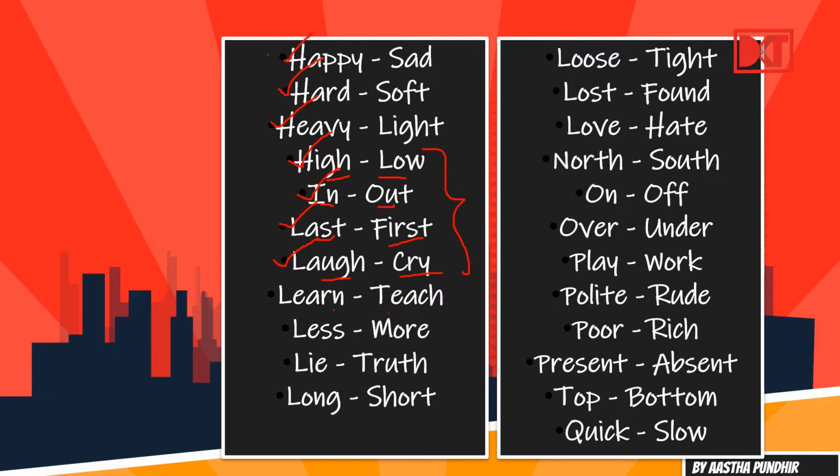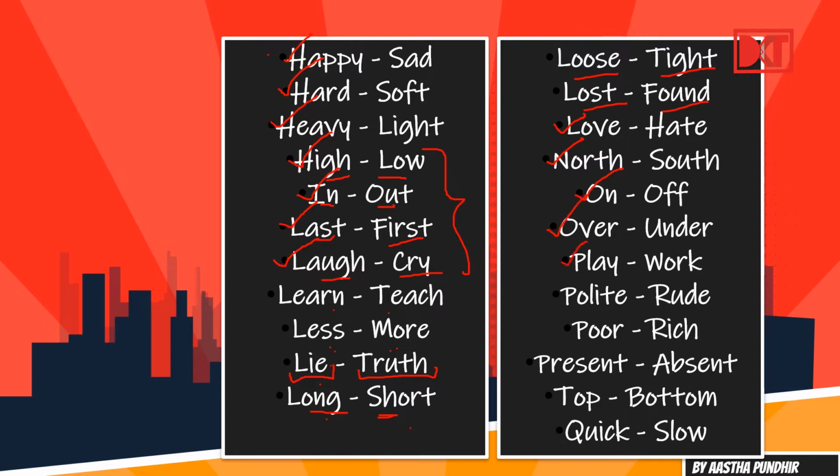Learn and teach. Less and more. Kam, zyada. Lie and truth. Remember I told you on the previous slide? False and true becomes lie and truth. Long and short. Lamba and chhota. Loose and tight. Lost, found. Love, hate. North, south. On and off. Over and under.